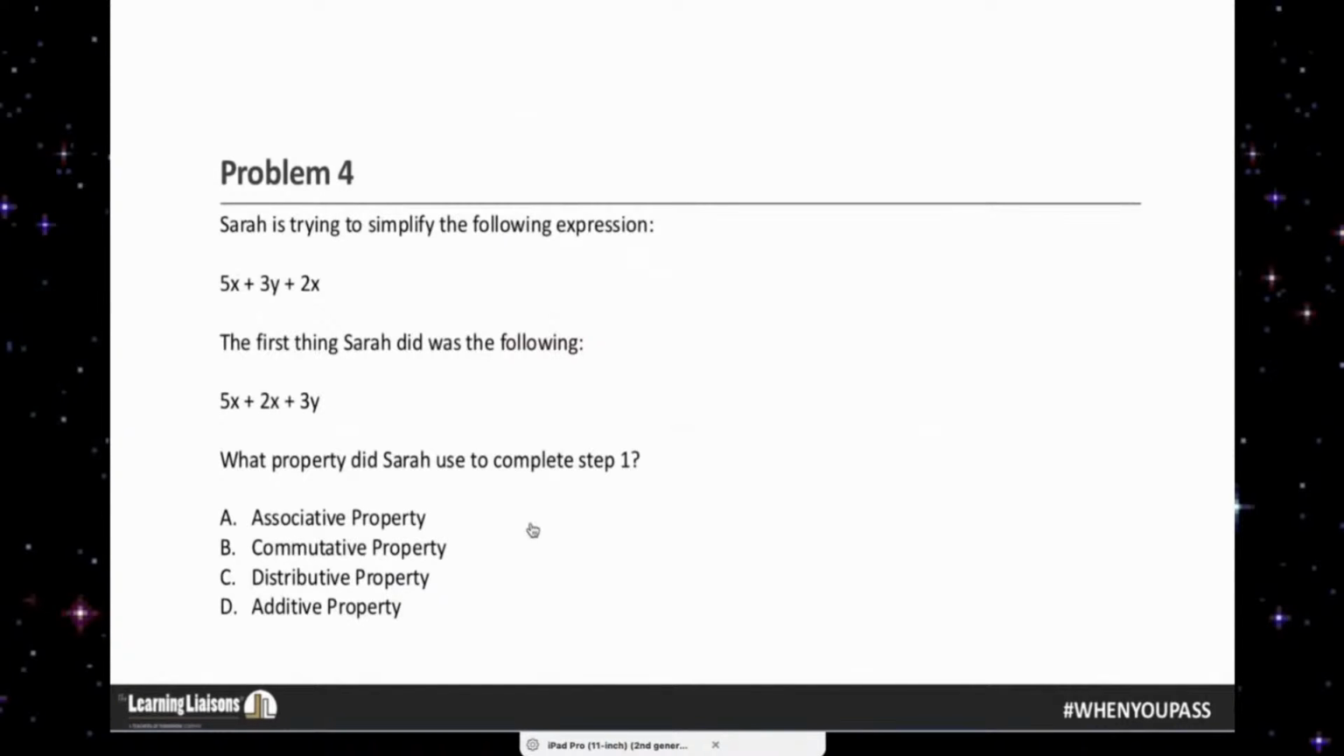Sam is trying to simplify the following expression: 5x plus 3y plus 2x. The first thing Sam did was the following: 5x plus 2x plus 3y. What property did Sam use to complete step 1? Associative property, commutative property, distributive property, or additive property?